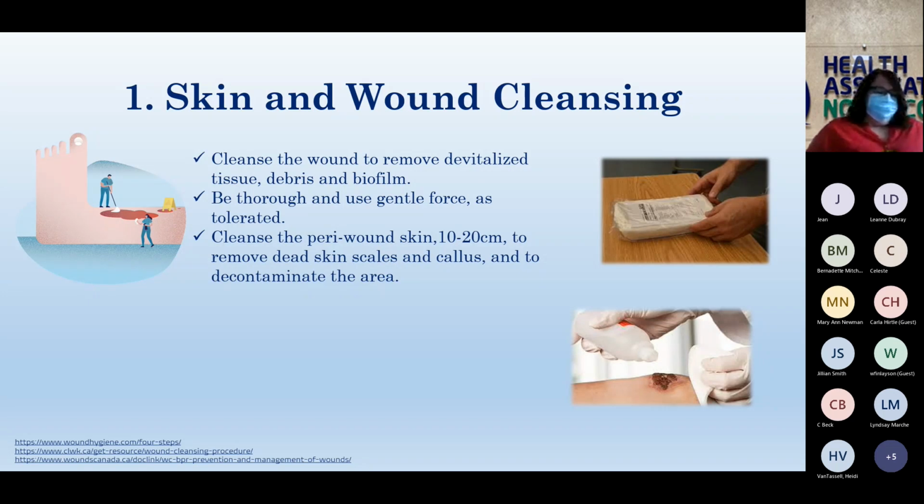So this is to remove the dead skin, the scales, and the callus, and to decontaminate the area. Lindsay told us 20 centimeters in the chat box. Okay, thank you, Lindsay. So depending on the type of wound and the location, for example, if it's venous stasis breakdown over the legs, don't underestimate the power of soap, water, patting dry, and a good moisturizer. This is also important for prevention.